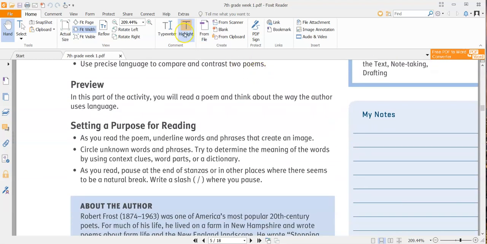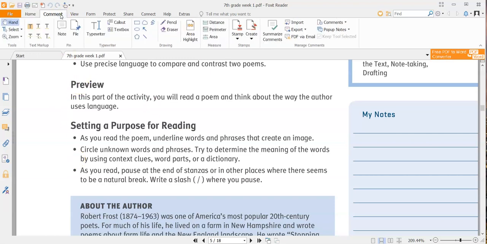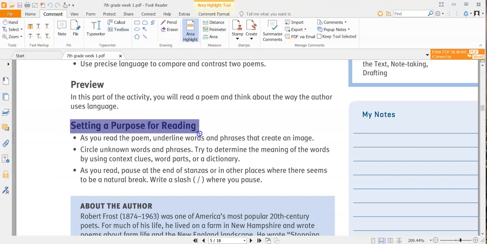Now, to me, this part right here is the most important part of any of these Springboard activities, the part that says setting a purpose for reading. In fact, I'm going to go ahead and highlight that using my comment bar and my area highlight tool. So, setting a purpose for reading.